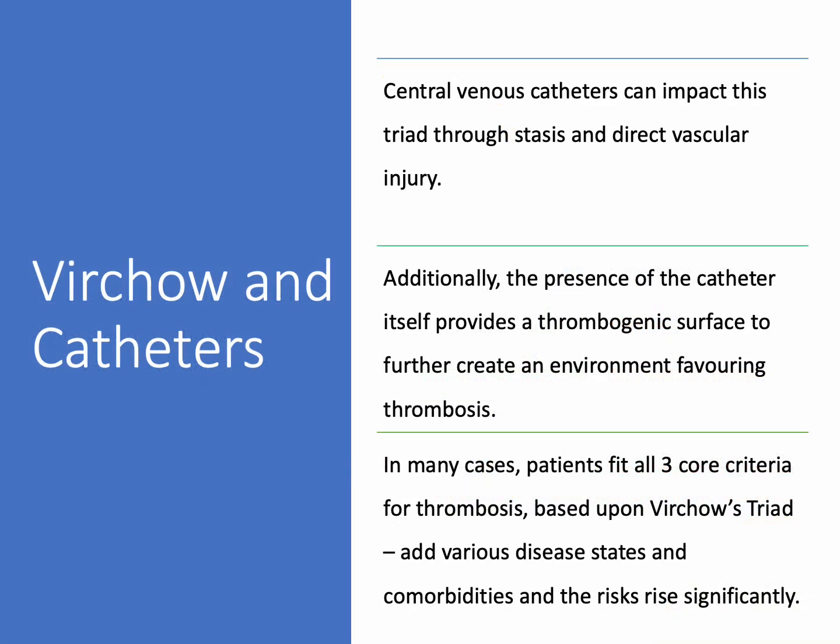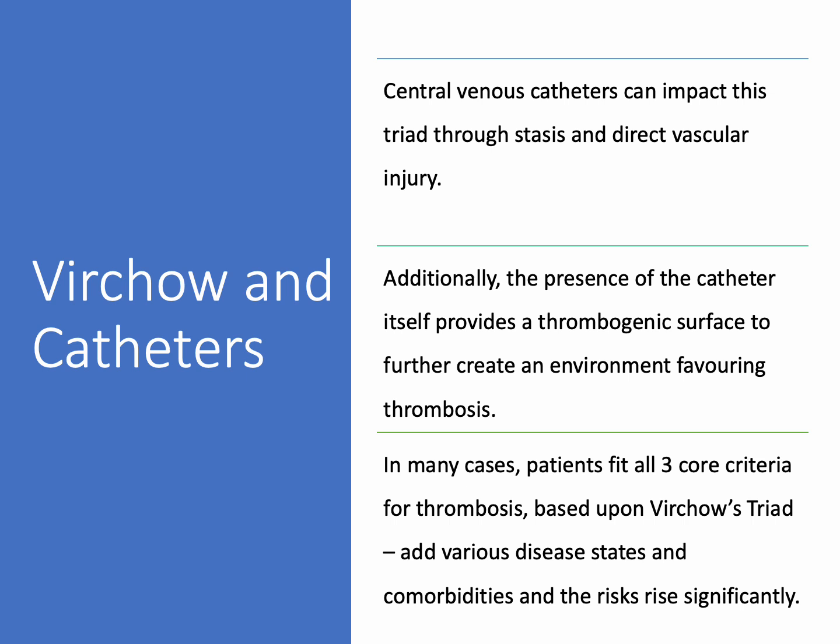Obviously, central venous catheters can affect Virchow's triad through stasis, but also through direct vascular injury. However, the recent development of catheters with antithrombogenic material surfaces has created an opportunity to investigate the impact that these both antithrombogenic and hydrophobic materials have in reducing the opportunity to develop catheter-associated thrombosis.